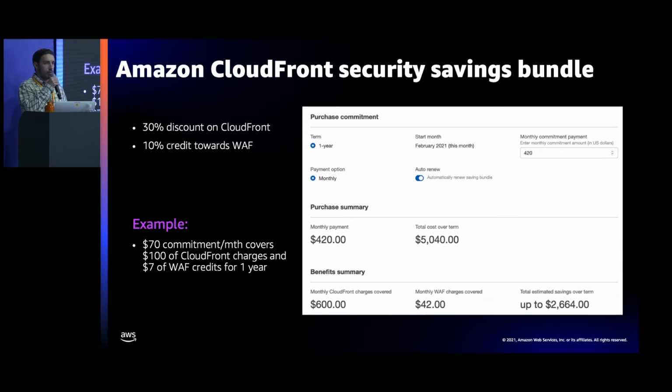So to give you an example of how it works, all you have to do is, if you know how much you're gonna use, again, it's got a recommendations tool in there based on your historical usage. You can commit to $70 of CloudFront usage, and that'll give you $100 worth of actual CloudFront usage. So that's where you get that 30% discount, as well as $7 because you're doing $70 worth of commit. That'll give you $7 worth of WAF usage as well. That's about 11.6 million WAF requests. So definitely take a look at that. Huge savings there if you're using CloudFront.